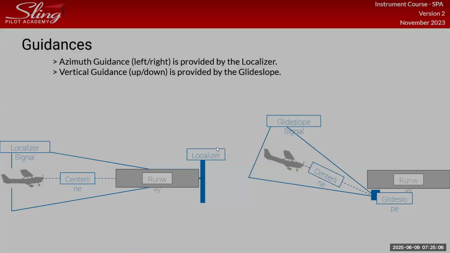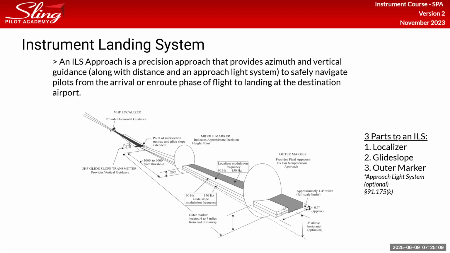So, parts to an ILS, and I would like to add the fourth part. When I was asked this question on my checkride, what are the components of an ILS? The answer that the DPE was looking for, and this is insinuating that I only partly got it correct and didn't fully get it correct.